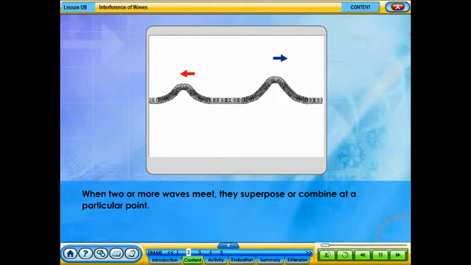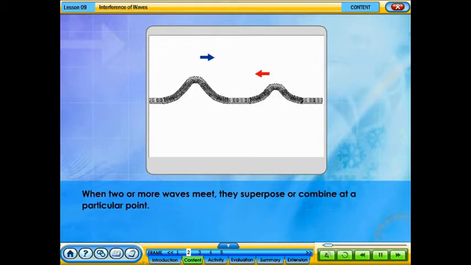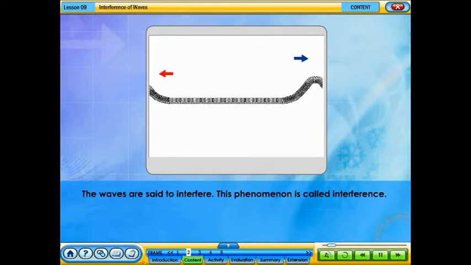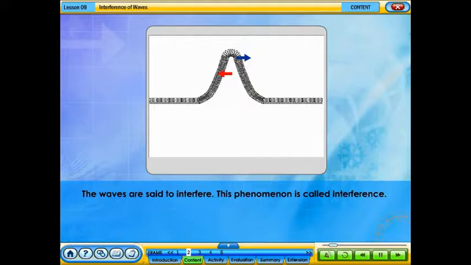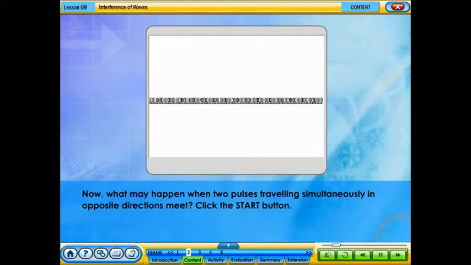When two or more waves meet, they superpose or combine at a particular point. The waves are said to interfere. This phenomenon is called interference. Now, what may happen when two pulses traveling simultaneously in opposite directions meet? Click Start to start the pulses from each end of the slinky.